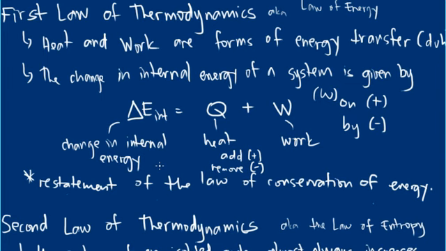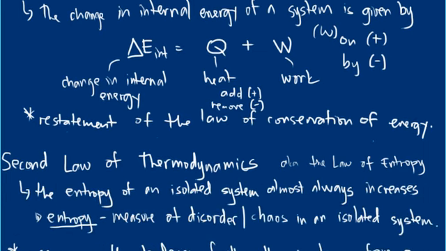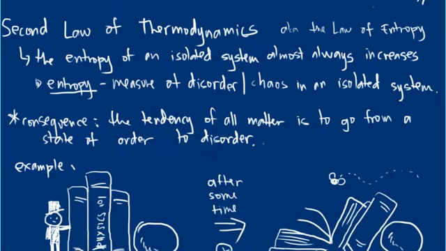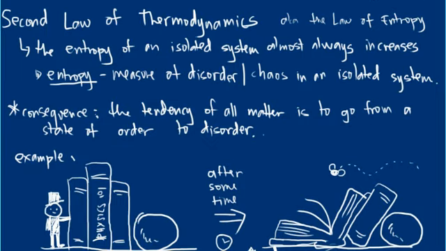Okay, so that's practically the first law of thermodynamics, the law of energy. The second law of thermodynamics deals with another quantity. The second law is also called the law of entropy. According to the law of entropy, the entropy of an isolated system almost always increases. So before we explain what this law tells us, let's first define important terms like entropy. Entropy is a measure of disorder or chaos in an isolated system.